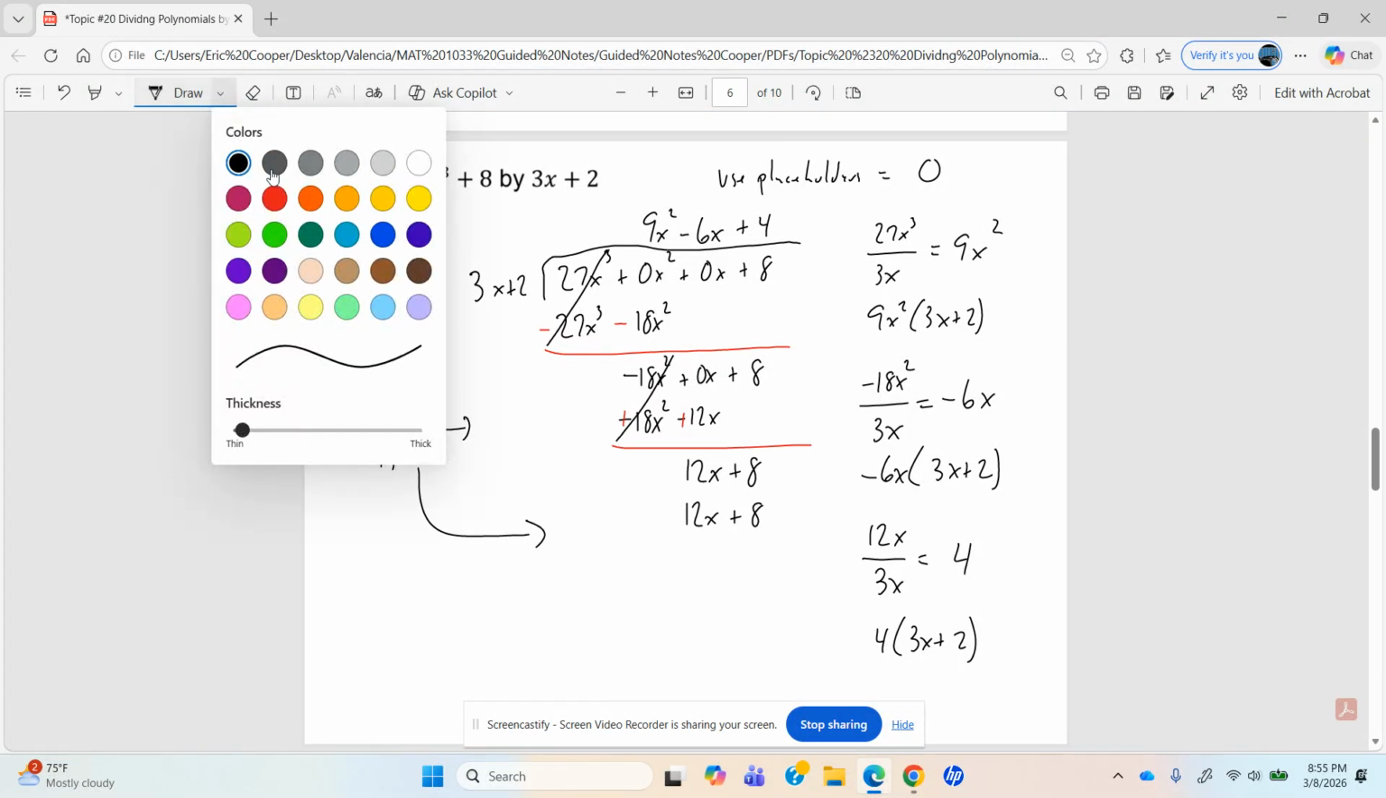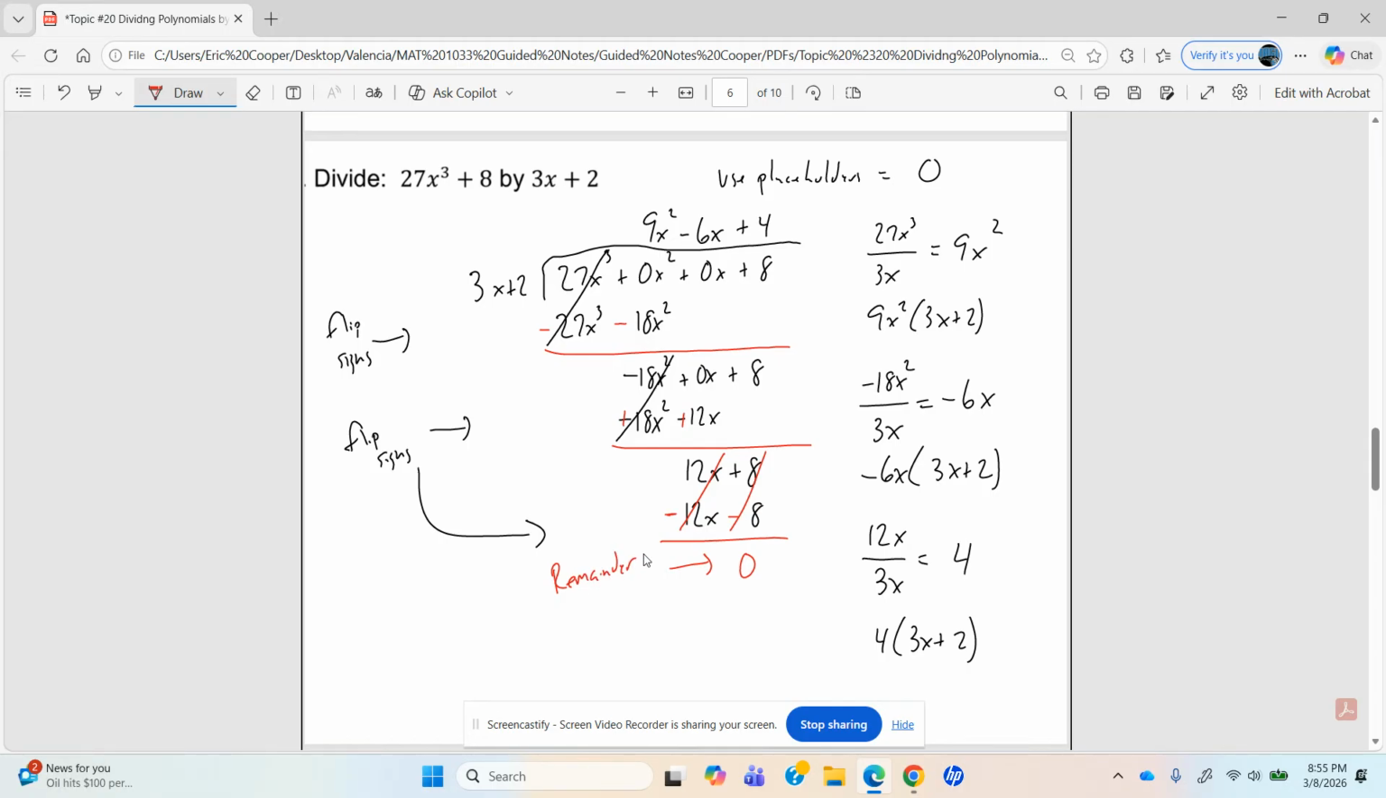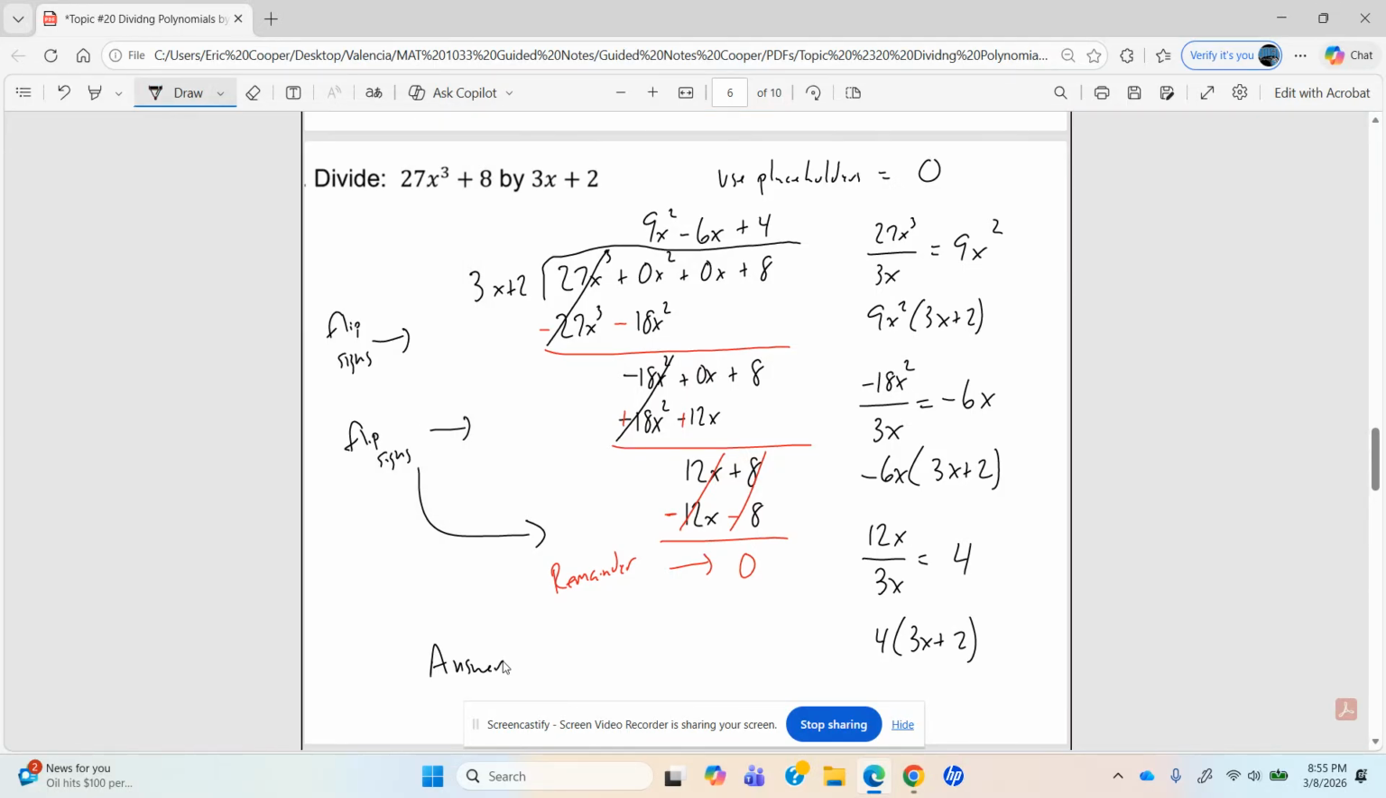Once again, one more time, we're going to go through and flip the signs. The positive 12x becomes a negative 12x, and the positive 8 becomes a negative 8. The front terms cancel, which is expected, but this time 8 minus 8 also cancels, and it leaves me with 0, which remember, when we get down to the end and we just have the number left, this is my remainder. So it tells me there is no remainder, that this goes evenly into this. So my final answer would simply be 9x squared minus 6x plus 4.